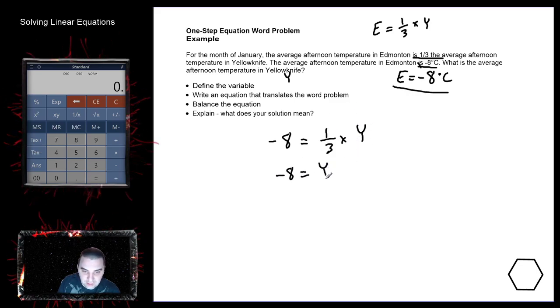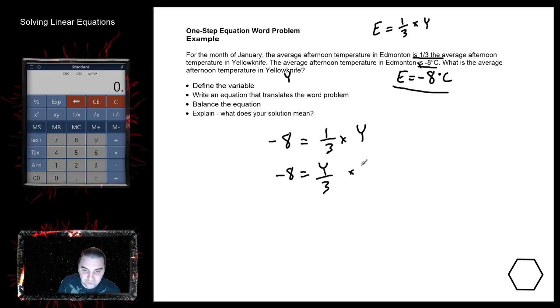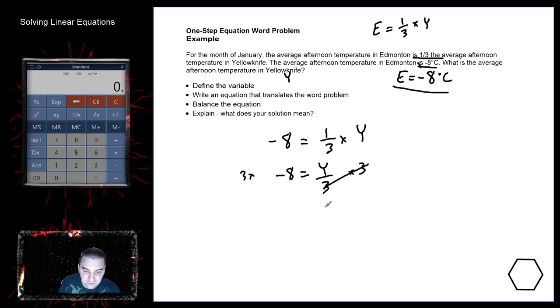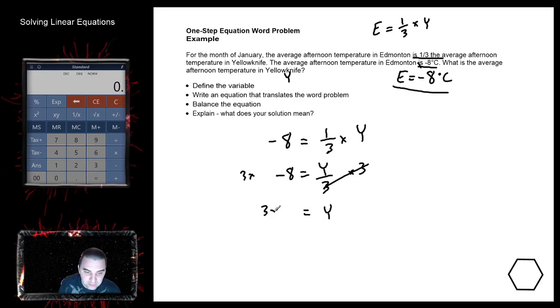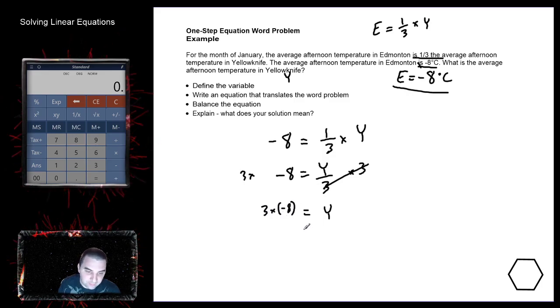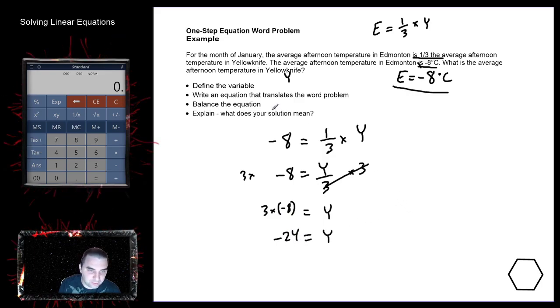So what we're looking at is this. What is happening to the y? It's being divided by 3. The opposite operation of dividing by 3 is multiplying by 3 on both sides. So now we have y is equal to 3 times -8. 3 times -8, ooh, that's an ugly number. That's -24. Poor Yellowknife people.